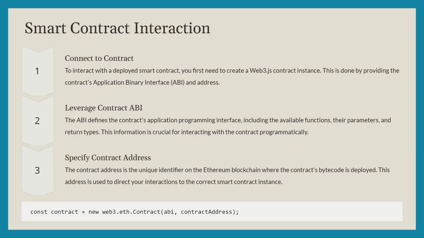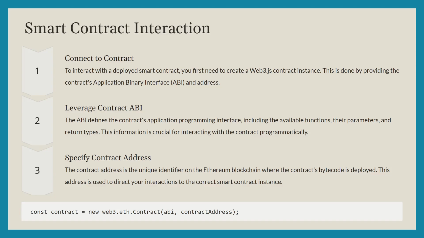So, smart contract interaction. First we have to connect to the contract. To interact with a deployed smart contract, you first need to create a web3.js contract instance. This is done by providing the contract's application binary interface and address. The ABI defines the contract's application programming interface, including the available functions, their parameters, and return types. This basically gives you the structure of the programming interface. It represents the structure. This information is crucial for interacting with the contract programmatically.